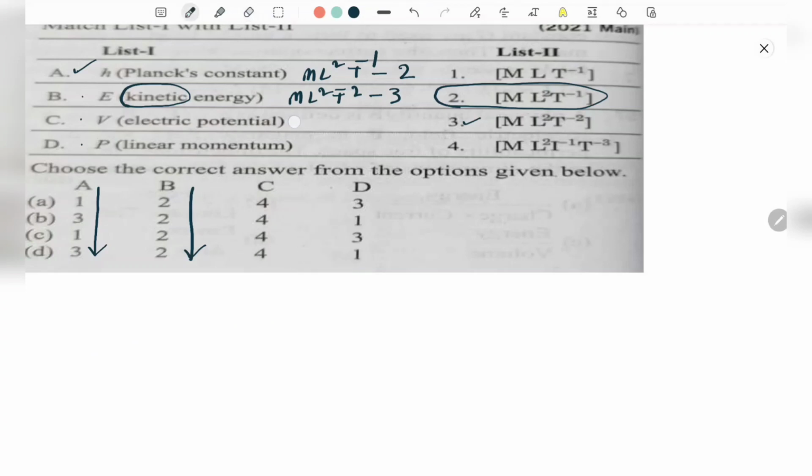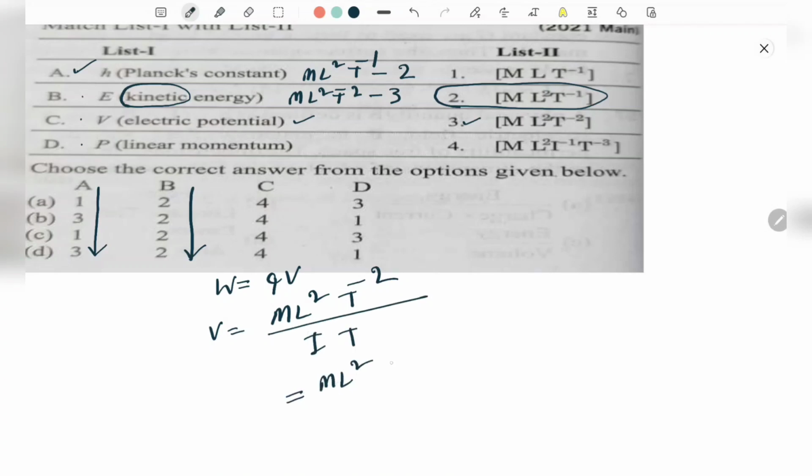Next, looking into the electric potential, just now we deduced work done is equal to this, and electric potential has the dimension of, which is T to the minus 3 I inverse. So ml square T to the power minus 3 and I inverse. That is option 4. So C corresponds to option 4. All of these answers are correct.